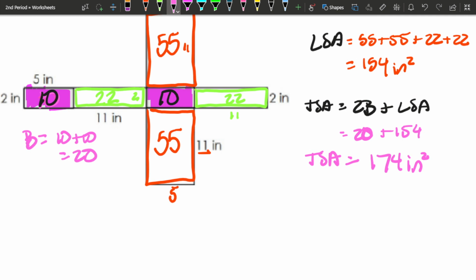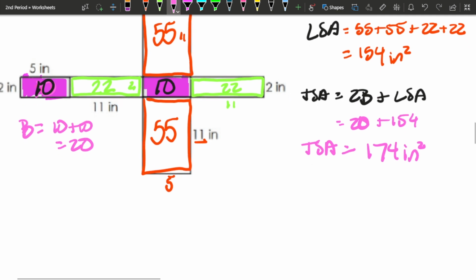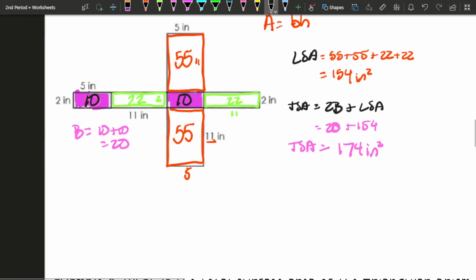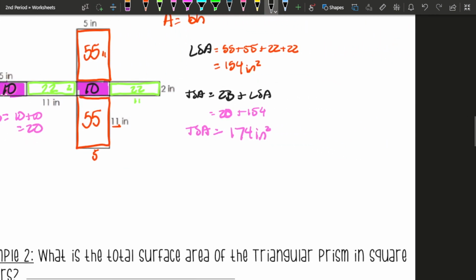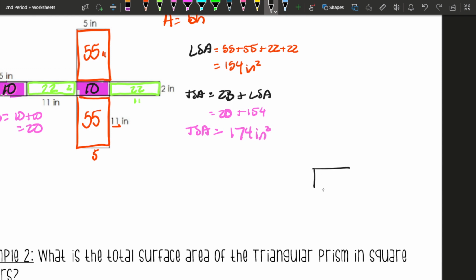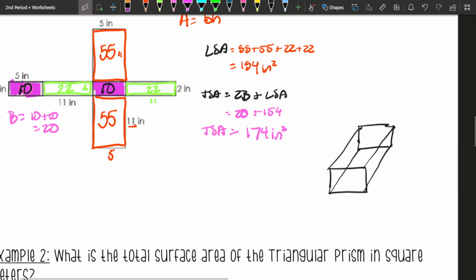And that's all you have to do. Find the area for each shape. Now, how does this look if it wasn't given to you on a net? This thing will look something like this. Pay attention. It will look something like this, and I'm going to label it.